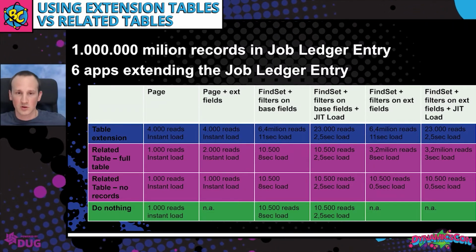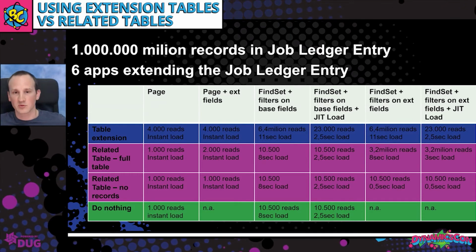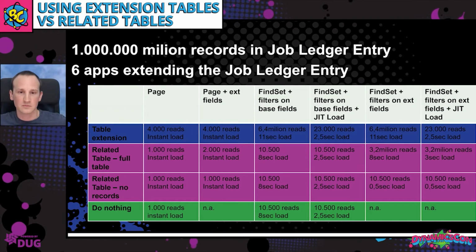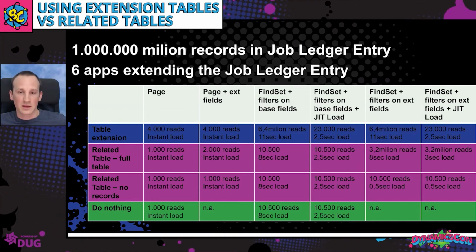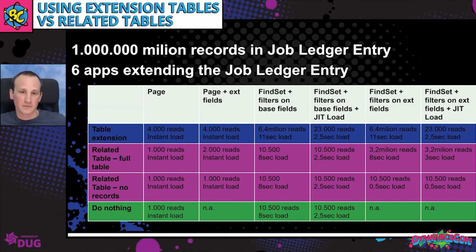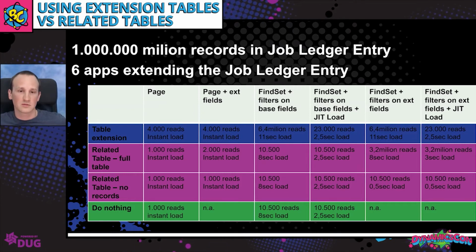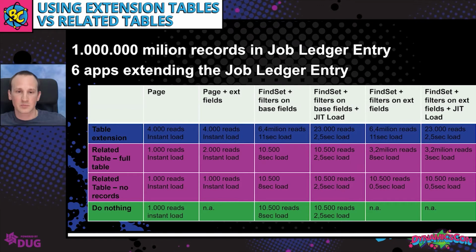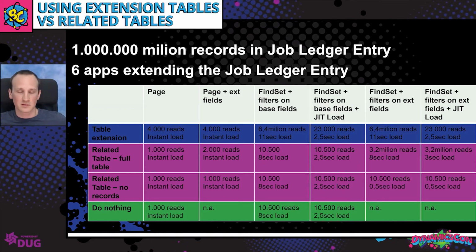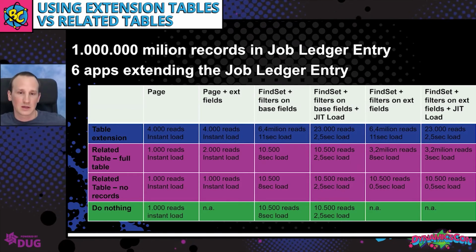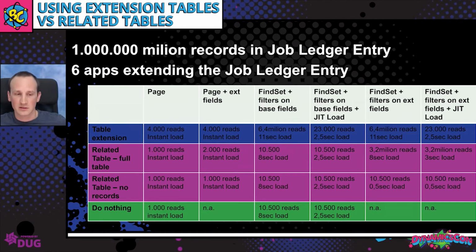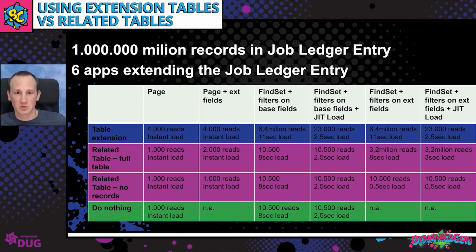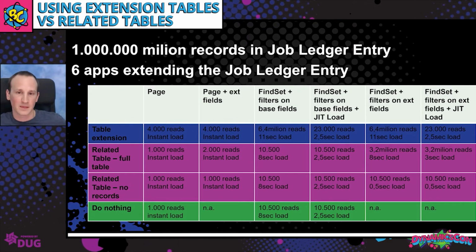Going to the fourth column, which is named find set for filters on the base field plus JIT-load, it tells us that using the JIT-load alone makes the performance a lot better than without it. It's comparable to the related table approach and to the approach where we do not do a thing.